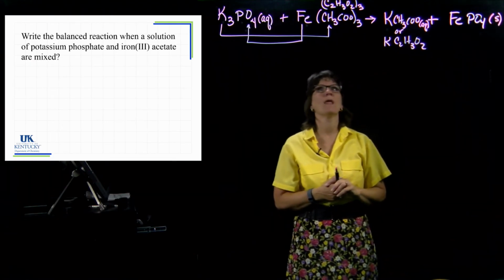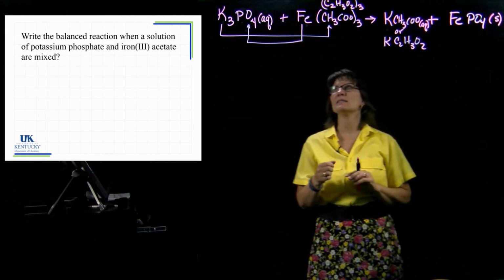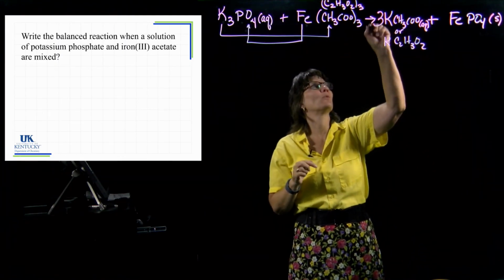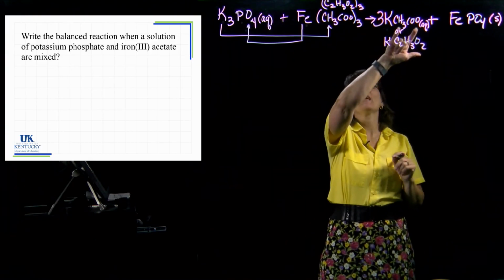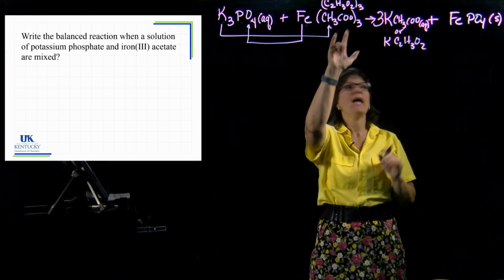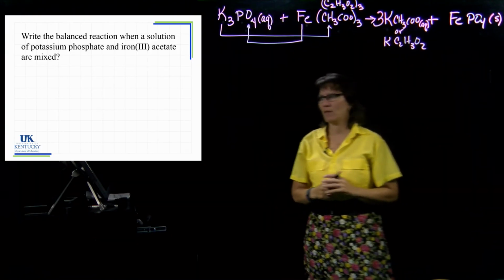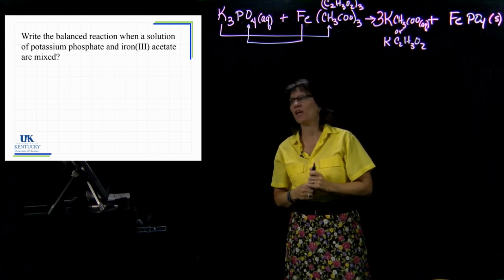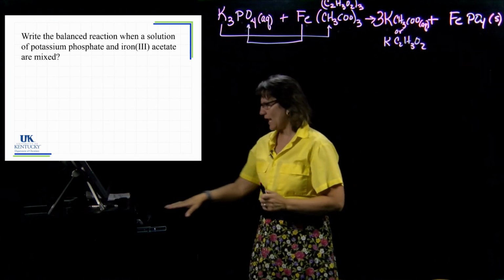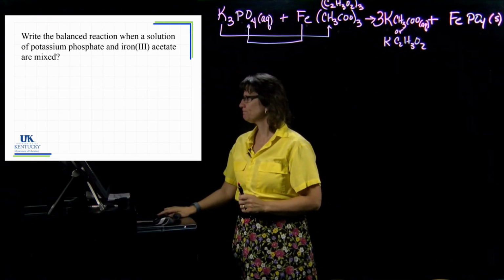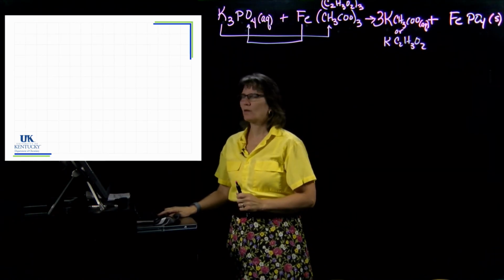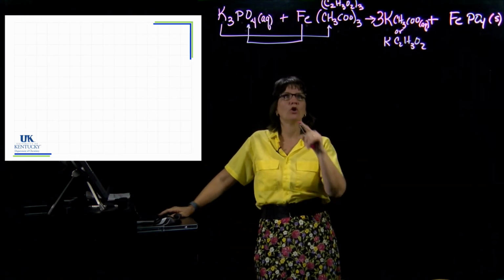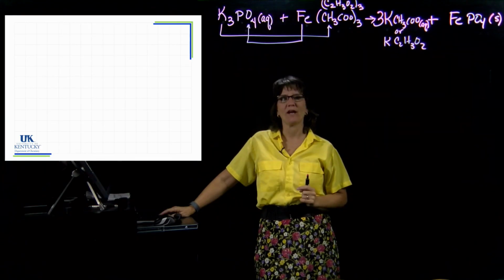It's a solid. Then we need to make sure we balance it. There were 3 potassiums. We need 3 potassiums, so I'm going to put a 3 here. That gives me the 3 of the acetates, which we needed, and it's balanced as we see it. So will a reaction take place? Yes, and there it is as a balanced reaction. In our next lesson, we're going to learn all the different ways that we could possibly write that reaction.